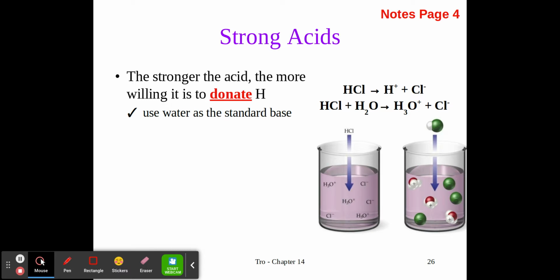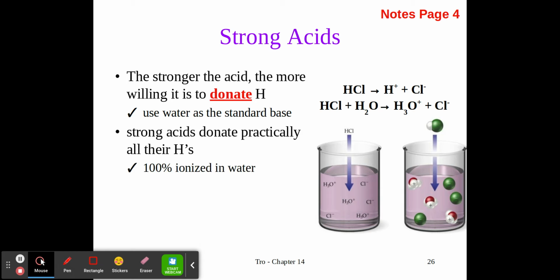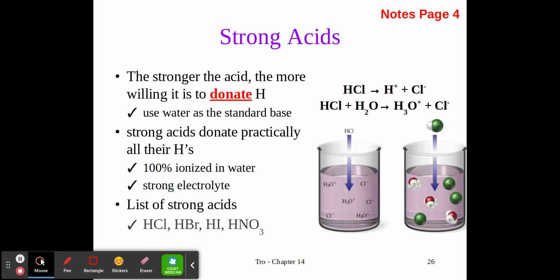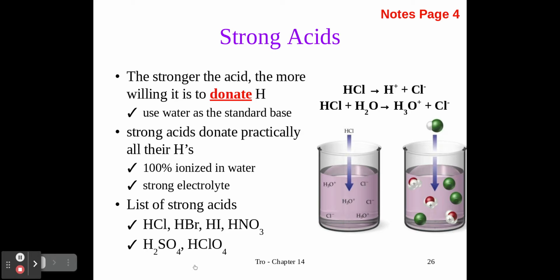Now, the stronger the acid, the more it's willing to get rid of that hydrogen or donate it, okay? And strong acids, again, practically donate all their hydrogens, okay? And therefore, it's a strong electrolyte. There is a list of strong acids that we would like to know: hydrochloric, hydrobromic, hydroiodic, nitric acid, and then you have H2SO4, sulfuric, and also perchloric acid, okay?